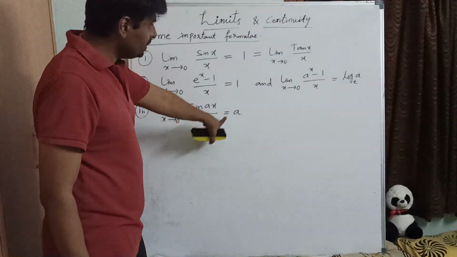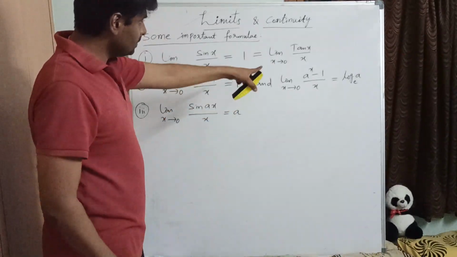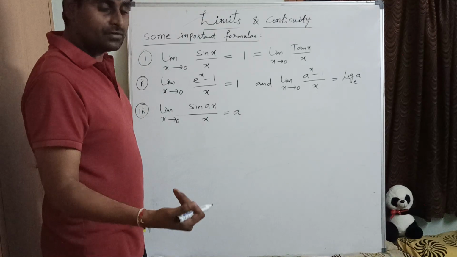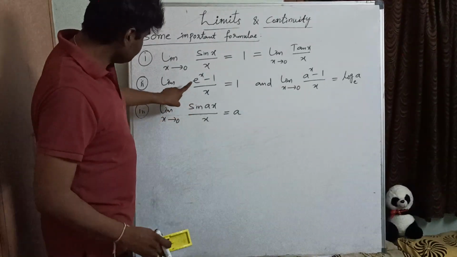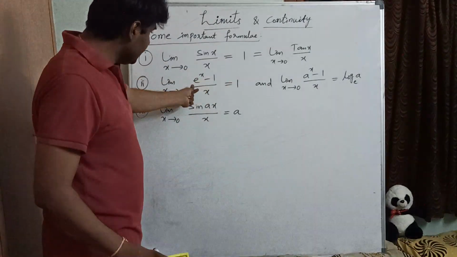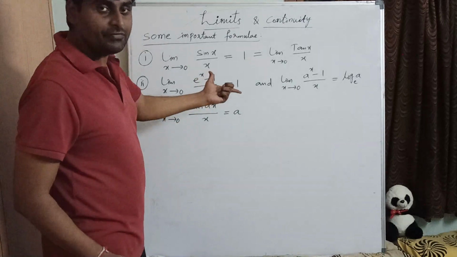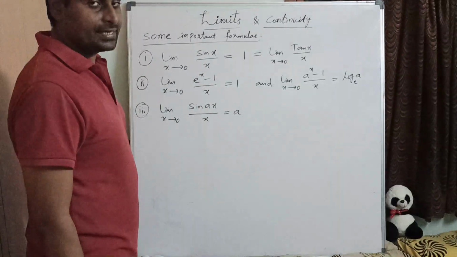The same thing happens for tan x also. Tan bx by x gives b, tan 5x by x gives 5. The x coefficient will be the answer there. Here also e power 2x minus 1 by x gives 2, e power 5x minus 1 by x gives 5. In most of the cases we will write the answer directly.